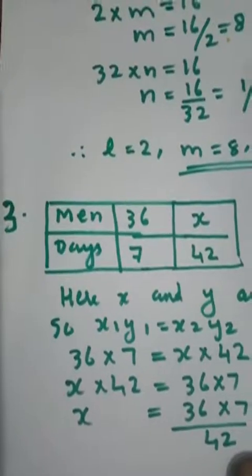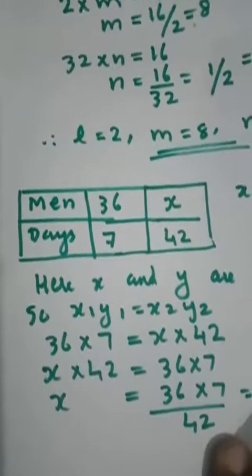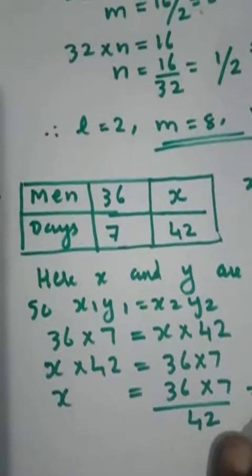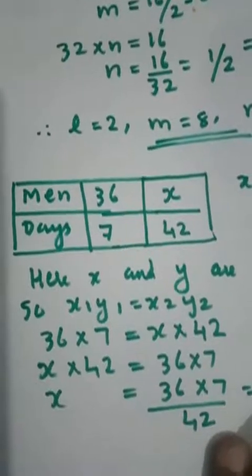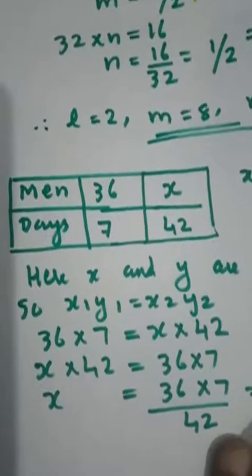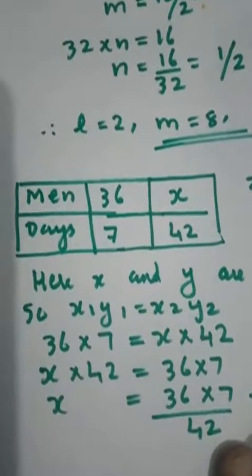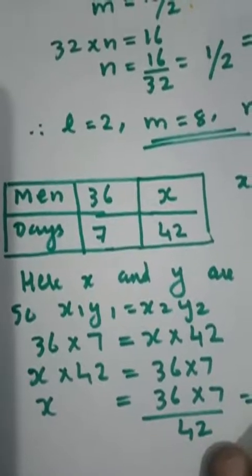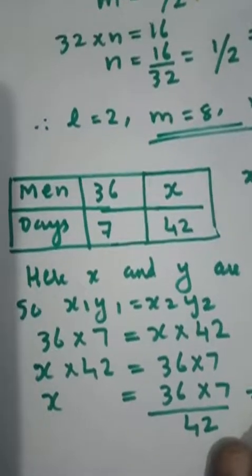Here 36 men can do a piece of work in 7 days. Then how many men are needed to complete it in 42 days? See, the number of men is increasing, so we need fewer days to complete. If the number of workers is large, then the work will be completed within a few days, isn't it? They will take a short period of time to complete the work.